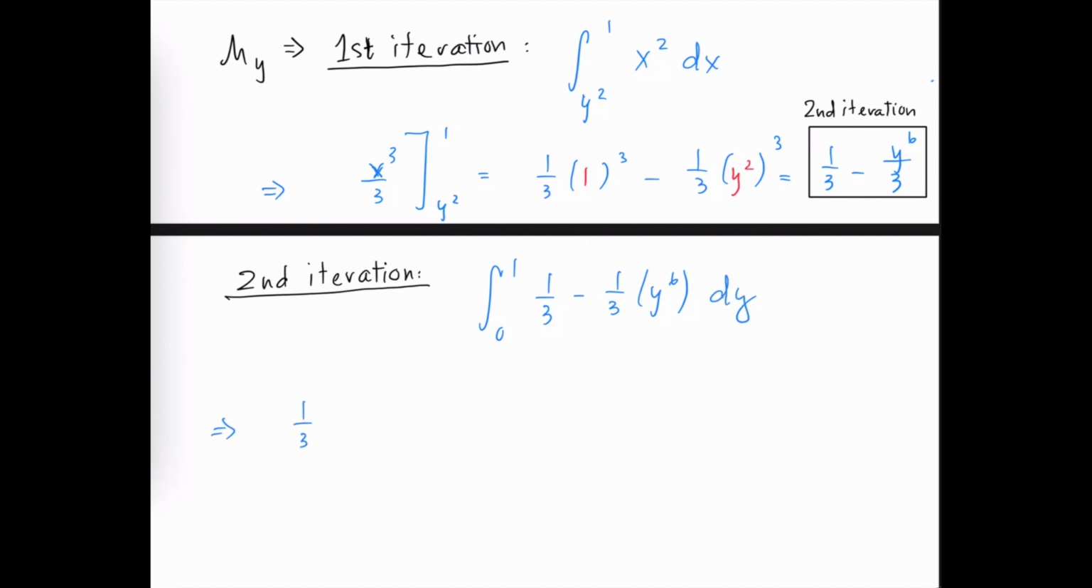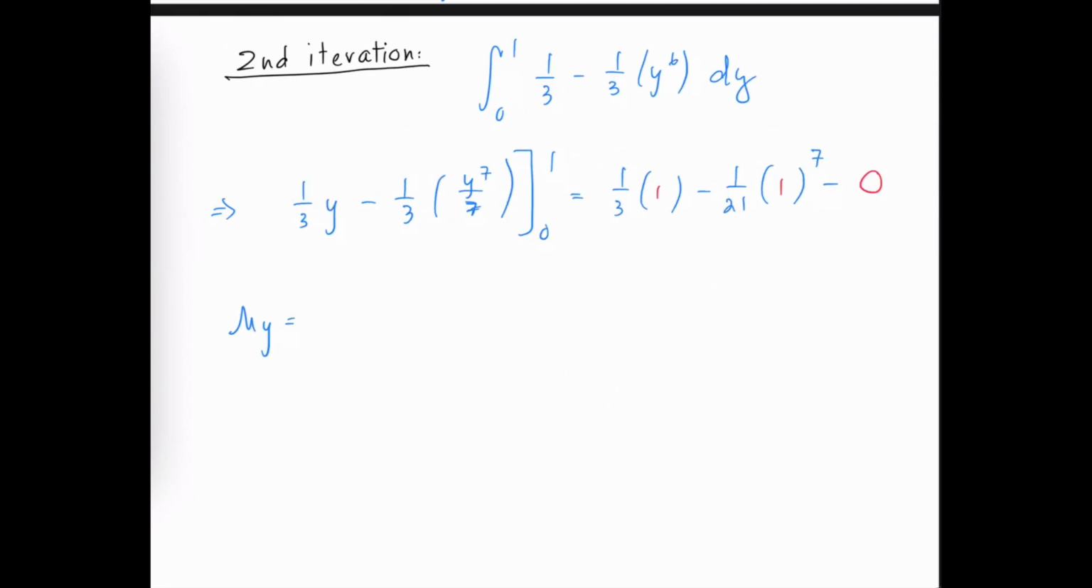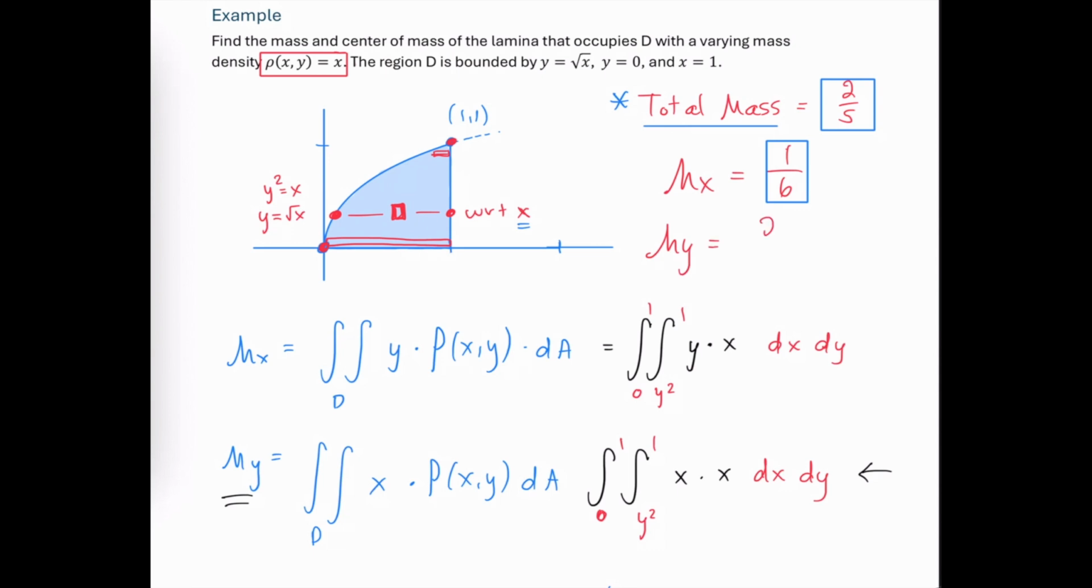This antiderivative is going to be 1/3 times y minus 1/3 times y to the 7th over 7, evaluated from 0 to 1. We plug in that upper limit of positive 1, minus plugging in the lower limit of 0, which is just going to be 0, which leaves us with this moment about the y-axis being 1/3 minus 1 over 21, which is 2/7. So let's take this moment about the y and pull it up here with everything else. And now we have everything that we need to determine the center of mass for the system.